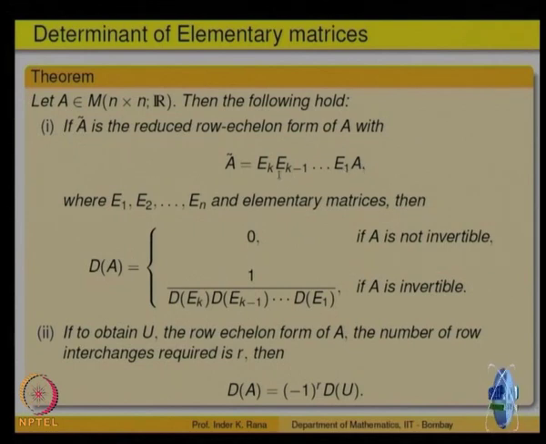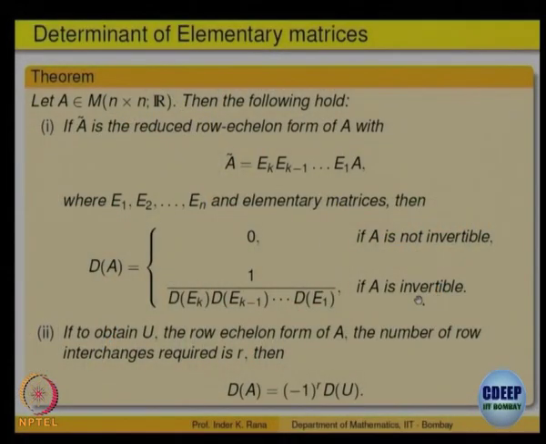The reduced row echelon form is a product of elementary matrices times A. Take the determinant on both sides, and use the property that the determinant of an elementary matrix multiplied by a matrix is equal to the determinant of the elementary matrix multiplied by the determinant of the matrix. The product property is true when one of the factors is an elementary matrix. So, using that we get this. If A is invertible, then the determinant of A is 1 over the determinants of these.